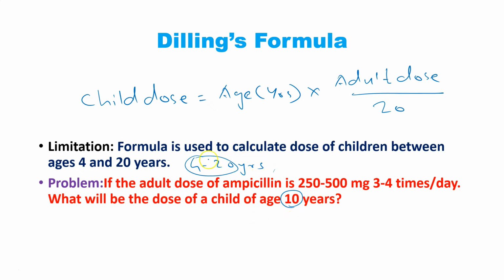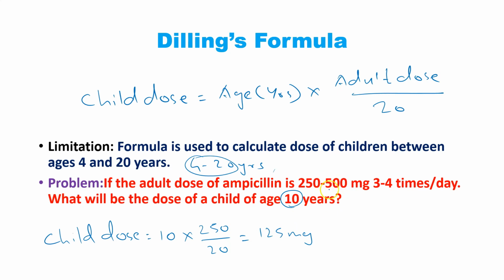Dilling's formula. So I will write the solution by Dilling's formula. The child dose, see the formula given: age in years, so age is 10 years, multiplied by adult dose. Here the range has been given, so I will write first the range, that is 250 divided by 20. So the answer is 125 milligram. As the dose is given in milligrams, I have written the unit milligram.